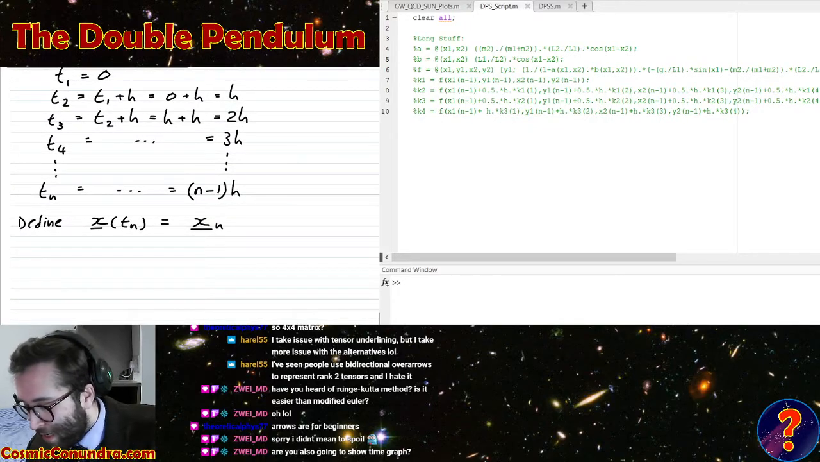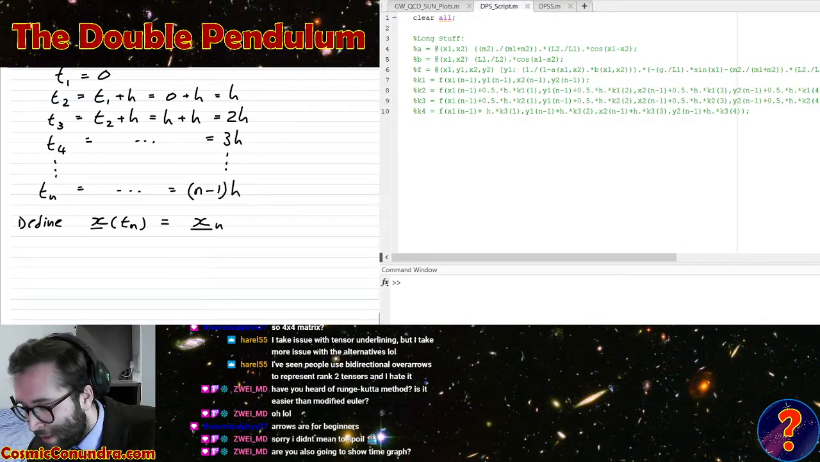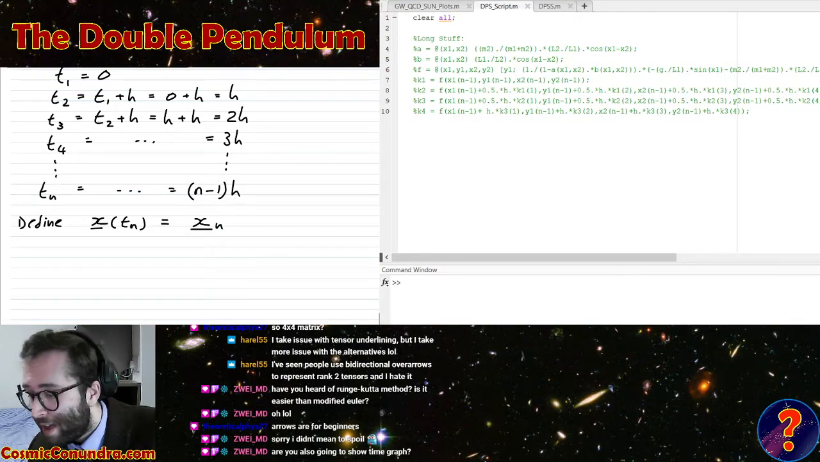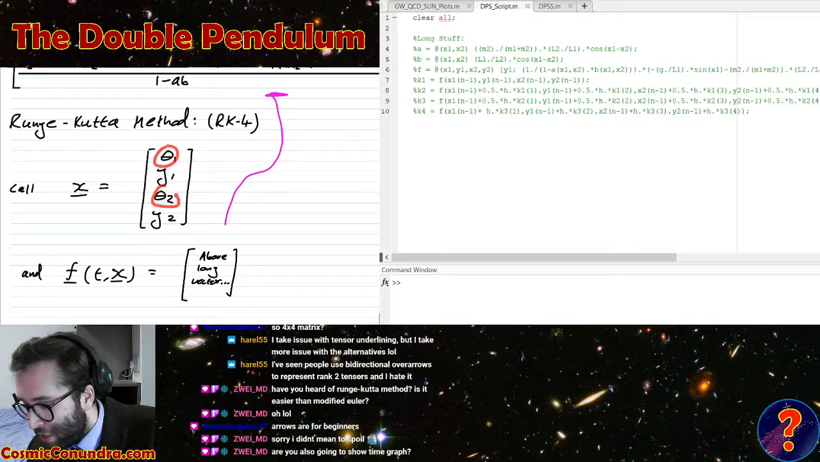And we define xn as the value of x at the nth one of these time grid points, where Tn is calculated in this way. Xn is just x. Remember, x being this 4D vector of the positions of the pendula and the speeds of the pendula, evaluated at some time Tn.